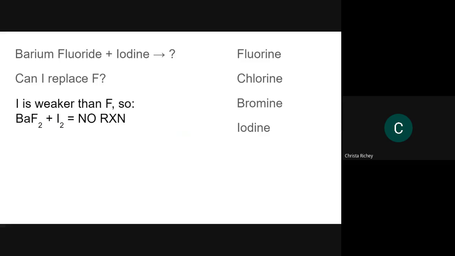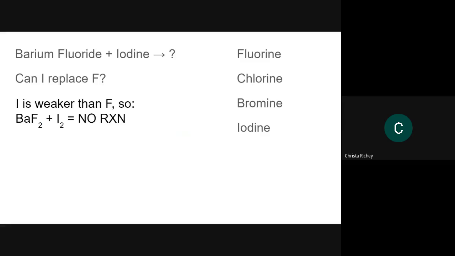In order for this reaction to happen, iodine would have to be stronger than the fluorine. It is not. It is the wimpiest of all of the nonmetals. It can't kick any of them out. So we write no, and then RXN is how we do shorthand for reaction in chemistry. That's just its abbreviation.